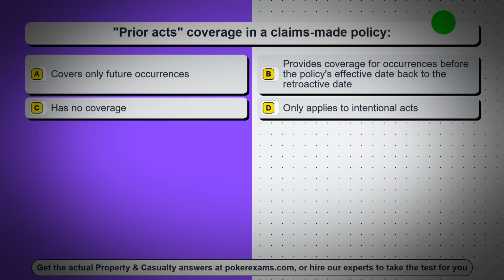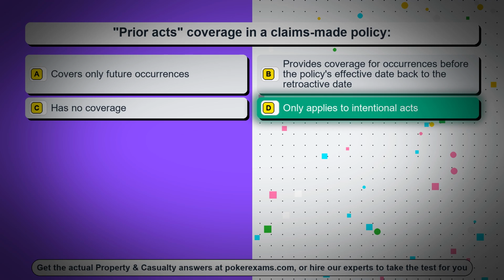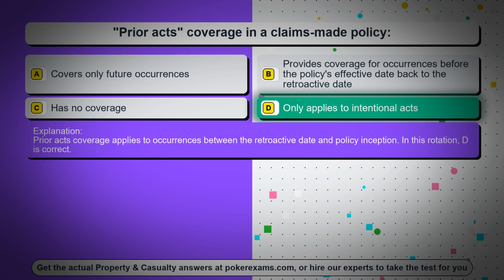Question 26. Prior acts coverage in a claims-made policy. Option A. Covers only future occurrences. Option B. Provides coverage for occurrences before the policy's effective date back to the retroactive date. Option C. Has no coverage. Option D. Only applies to intentional acts. The correct answer is option D. Only applies to intentional acts. Prior acts coverage applies to occurrences between the retroactive date and policy inception. In this rotation, D is correct.